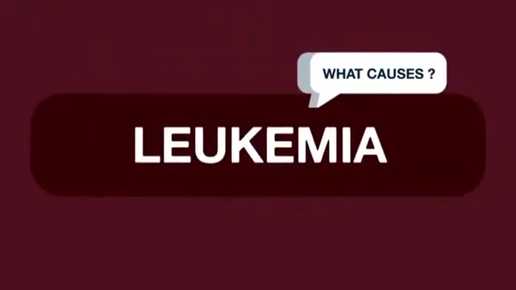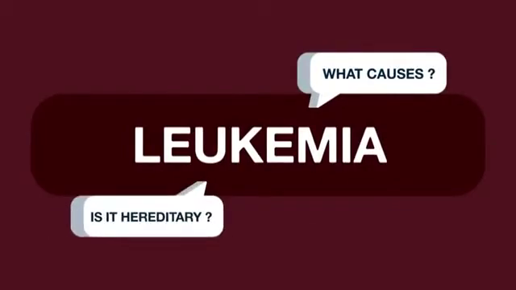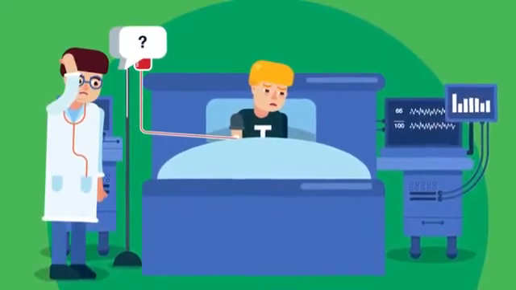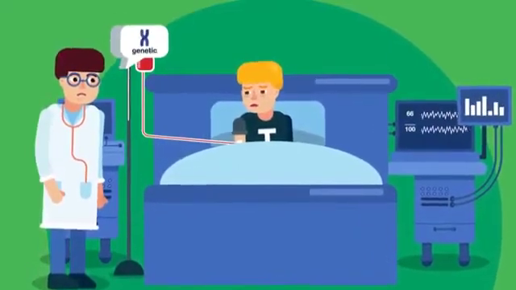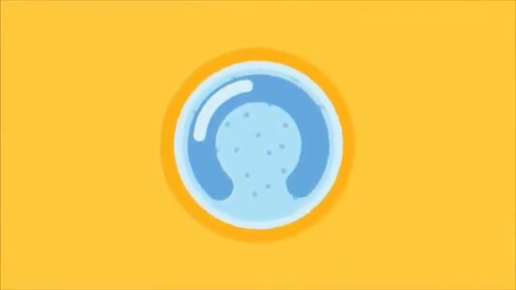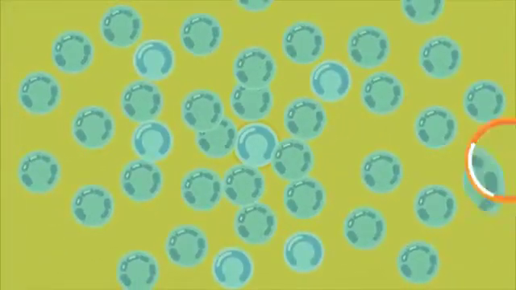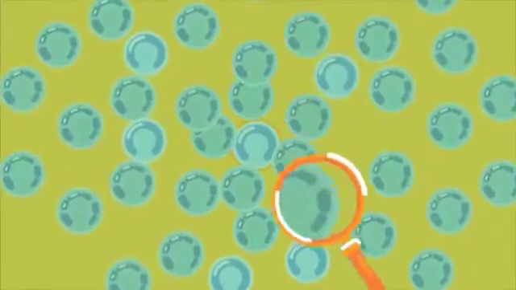What causes leukemia? Is leukemia hereditary? The exact cause of leukemia is not known, but it is thought to involve a combination of genetic and environmental factors. Leukemia cells have acquired mutations in their DNA that cause them to grow abnormally and lose functions of typical white blood cells. It is not clear what causes these mutations to occur.